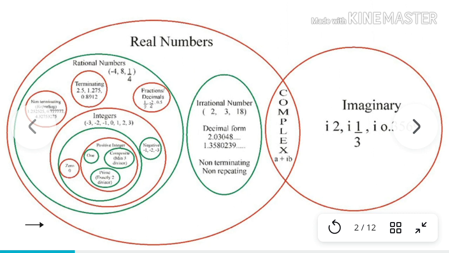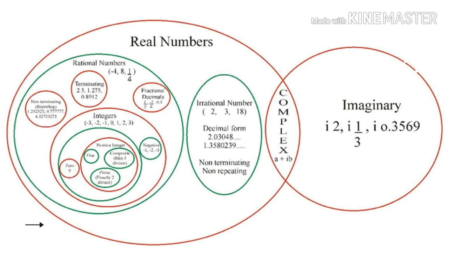Rational numbers are the numbers which can be written in the form m by n, where m and n are integers and n is not equal to 0. For example, 2 by 3, 3 by 5, etc. Rational numbers can be written in decimal form also. They can be either terminating or non-terminating, repeating.